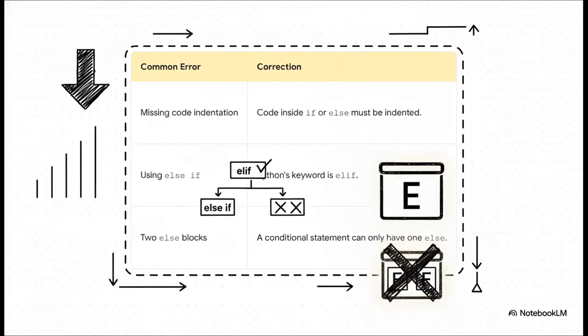And this slide points out a few more really critical rules. First up, indentation. In Python, that space at the beginning of the line isn't just for looks. It's how the language knows which code belongs inside the if and which belongs to the else. Second, remember Python's special keyword is the short version, elif, not elsif. And finally, you can only have one else block at the very end to catch everything else.